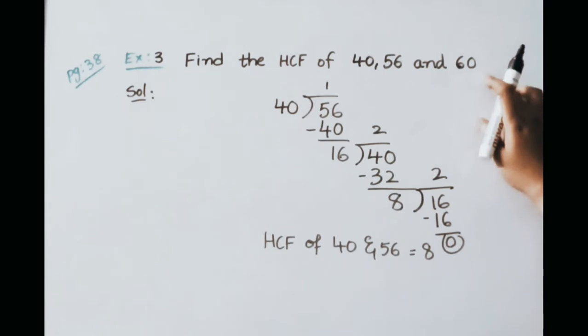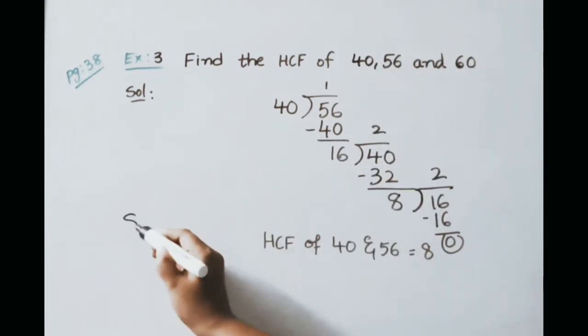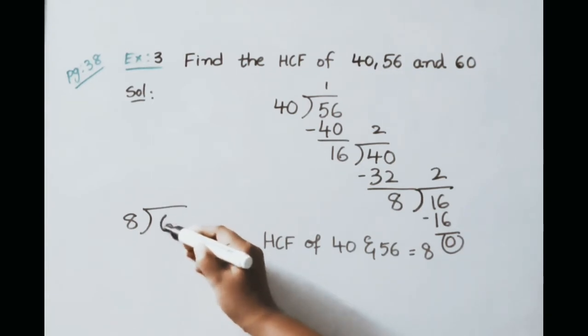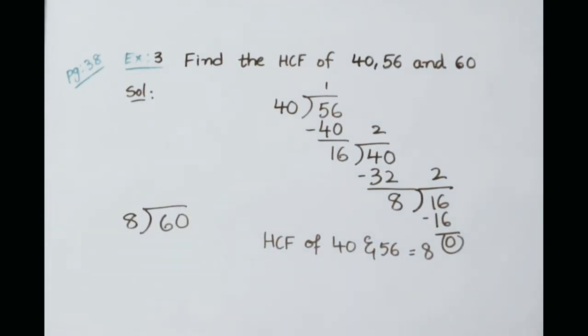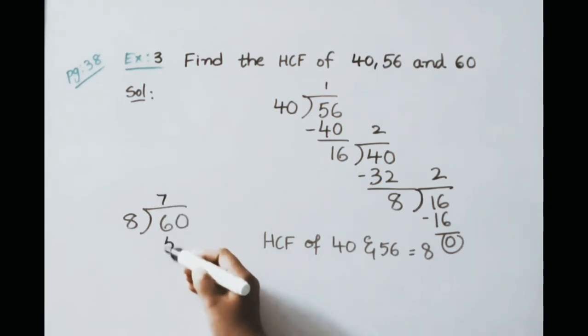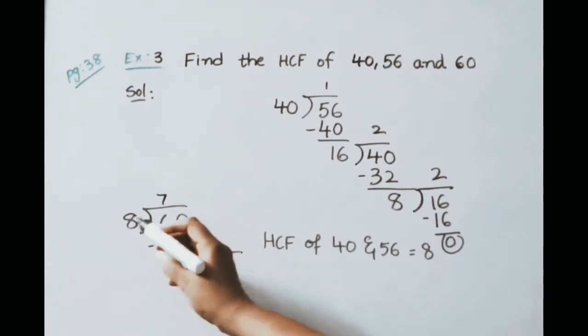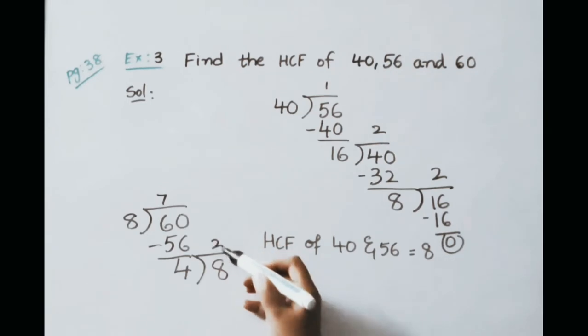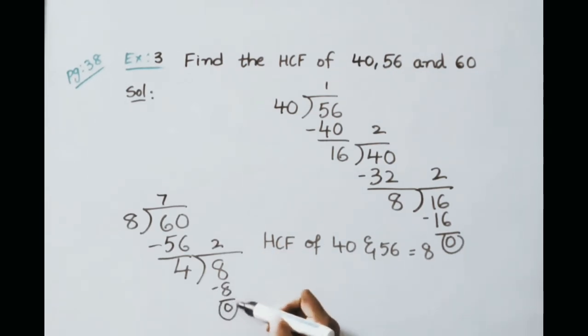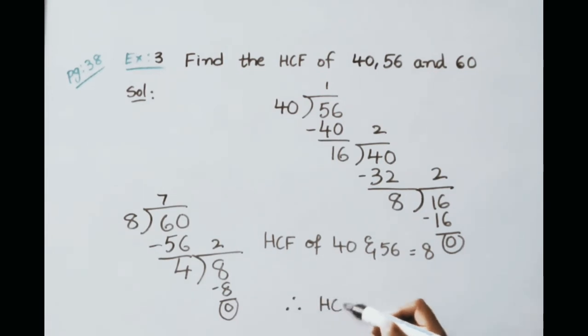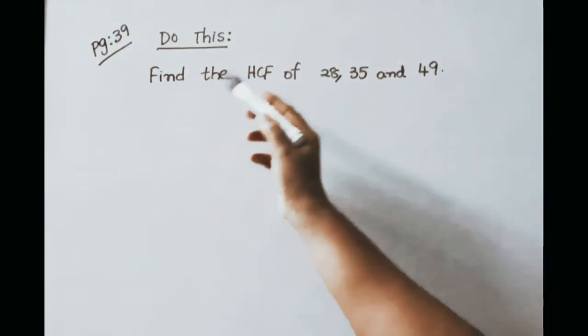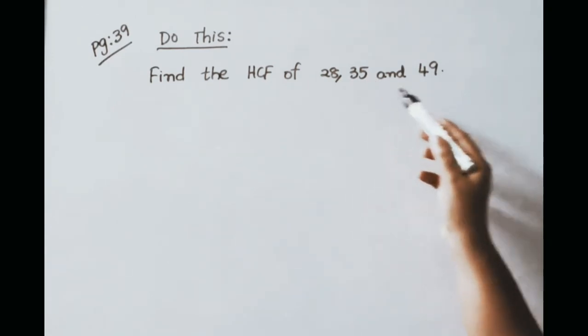Now with this 8, we need to divide the third number 60. So 8 is going to divide 60. 8 sevens are 56. We will get a remainder 4. With this 4, divide previous divisor 8. 4 2s are 8. So 8 minus 8, 0. Therefore, HCF of all the three numbers, that is 40, 56 and 60 is 4. See page number 39. Do this. Find the HCF of 28, 35 and 49.